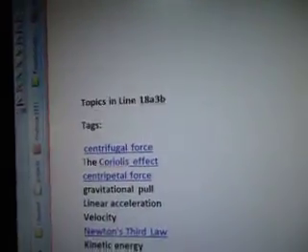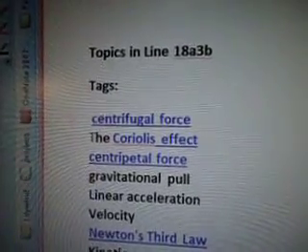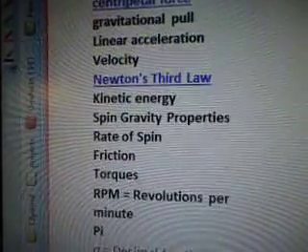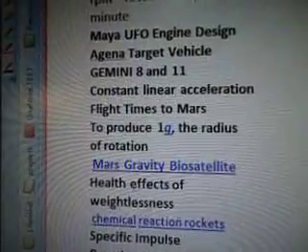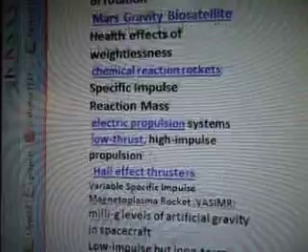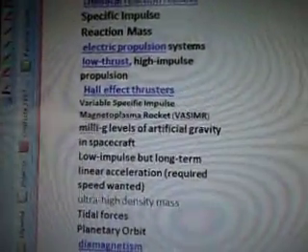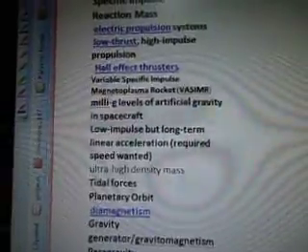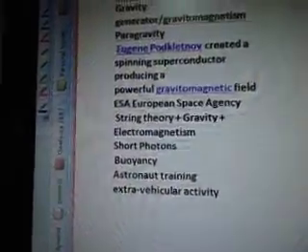So, as a review, these are the topics that came up in line 18A through B. I'm not going to say them all, I'm just going to scroll down here. Okay? So you can get a basic idea of what we talked about. Some of these words I've moved to line 18H. I'm going to Google them and see what comes up, because there's a lot of good stuff there.